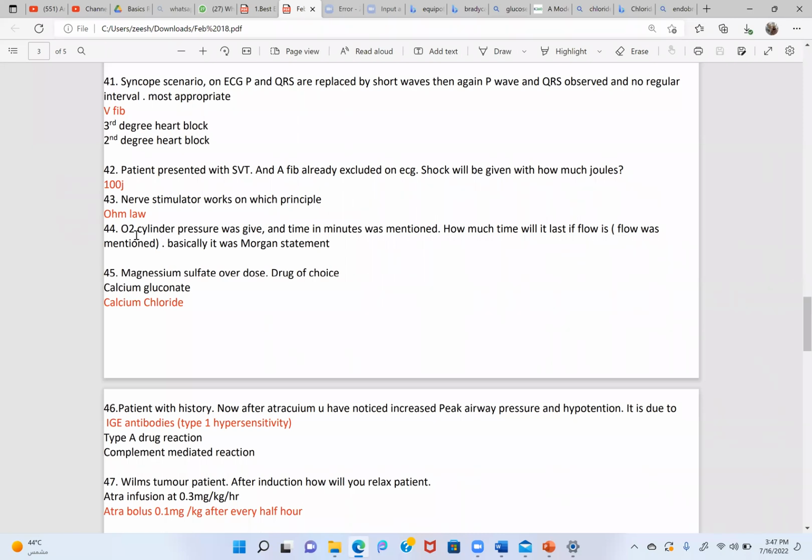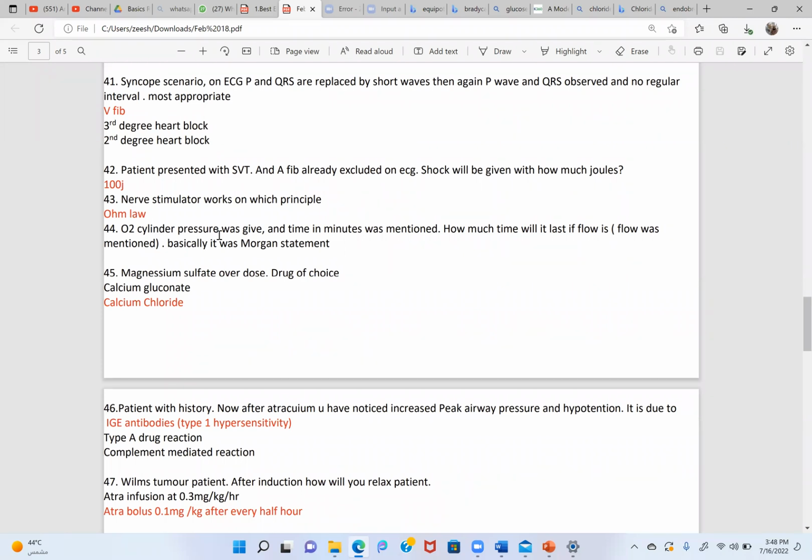Nerve stimulator works on which principle? Ohm's law? I don't remember. I think yes. Anyone, any idea? Ohm's law is about current and resistance. Am I right? Yes, sir. So I think yes, nerve stimulator. I need to reconfirm. I don't remember.